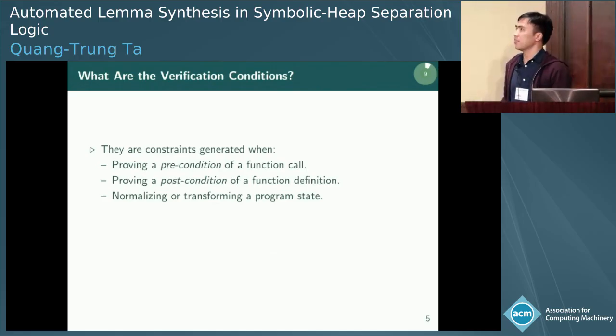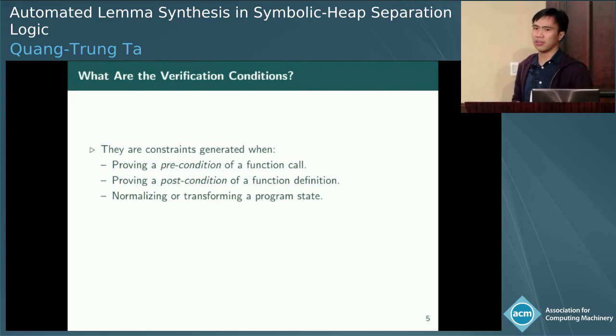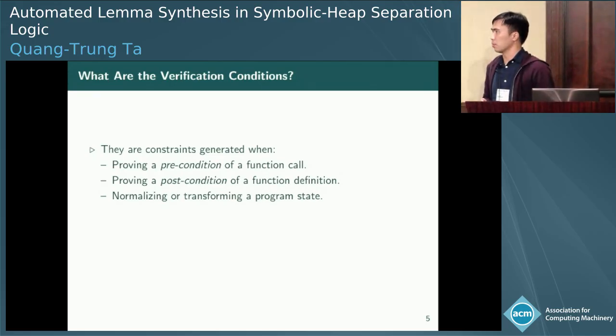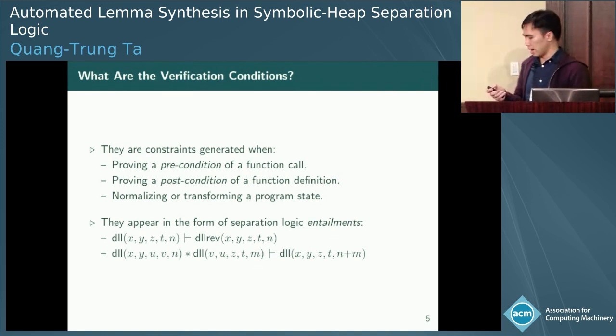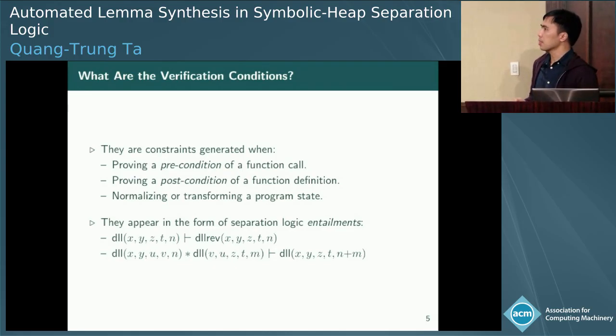And what are the verification conditions? They are the constraints generated when proving the precondition of a function call, or proving the postcondition of a function definition, or when we perform normalization or transformation of the program state. They often appear in the form of separation logic entailments. Here are two examples. The first entailment says that a normal doubly linked list segment is also a reverse doubly linked list segment of the same length. The second entailment says that the combination of two normal doubly linked list segments is a doubly linked list segment of the total length.